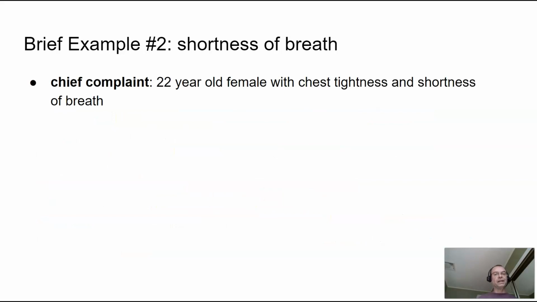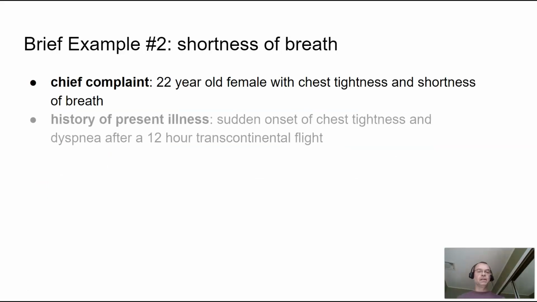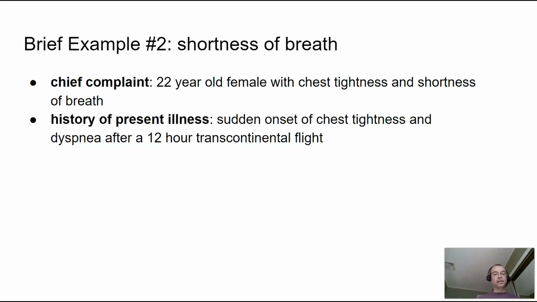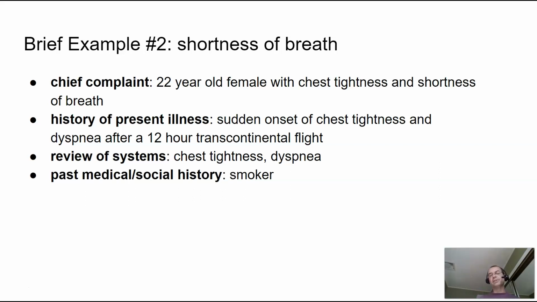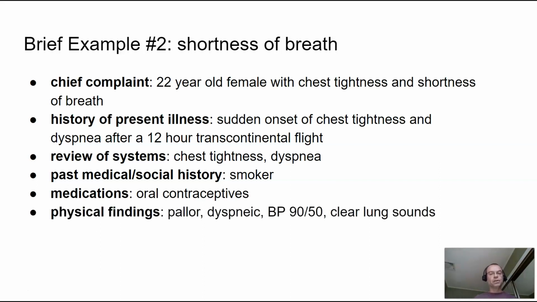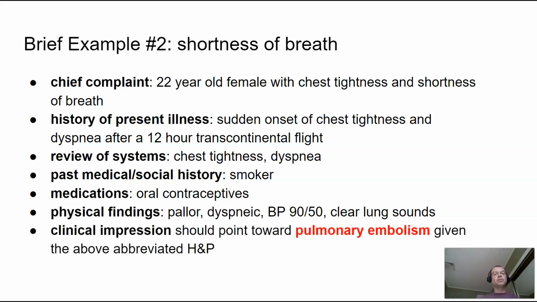Another 22-year-old female, again with chest tightness and shortness of breath. But this time, the onset was sudden after a 12-hour transcontinental flight. She also has chest tightness and dyspnea. For past medical and social history, she's a smoker. For medications, she takes oral contraceptives. Her physical findings are almost the same. She has pallor, she has dyspnea, she is hypotensive, but she has clear lung sounds. So in this case, the clinical impression should point towards pulmonary embolism due to the abbreviated history and physical.